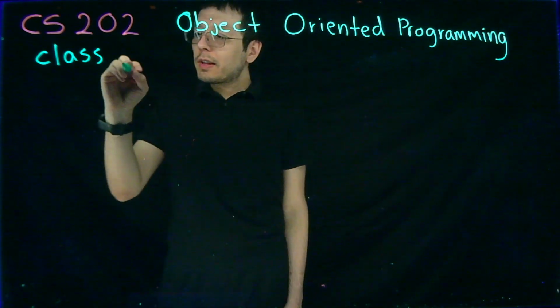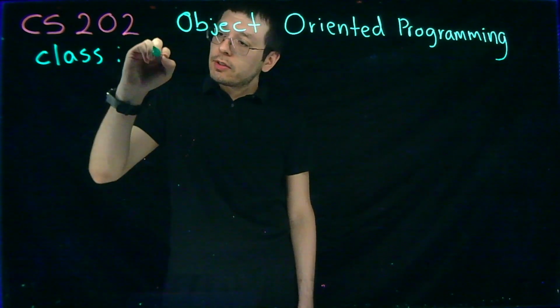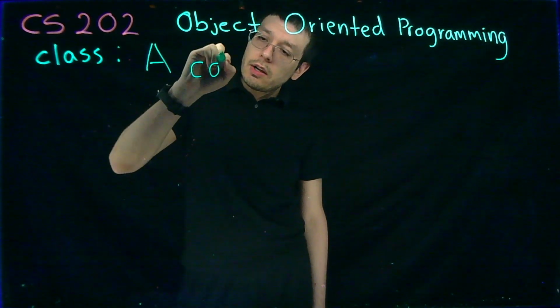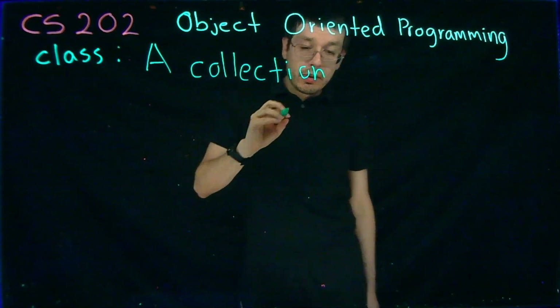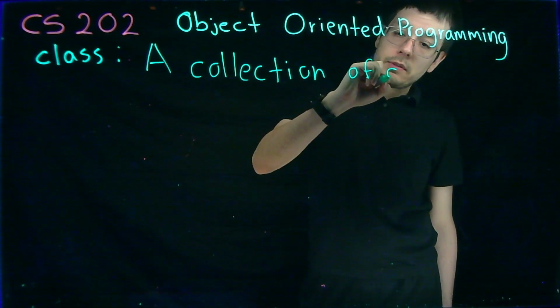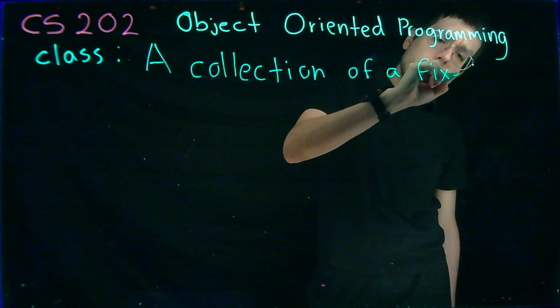So, what is a class? A class is going to be a collection of a fixed number of components. Sounds simple enough.